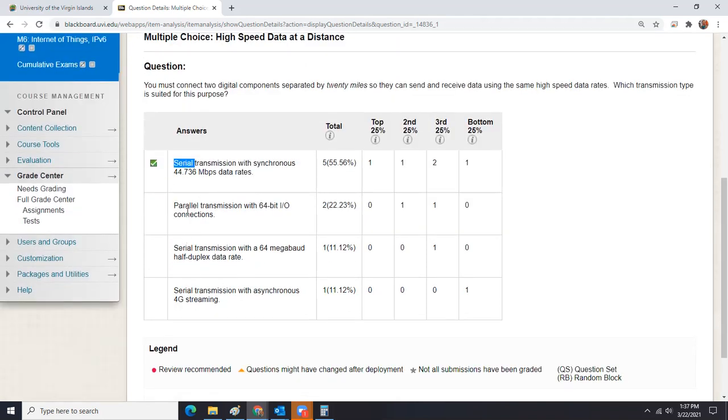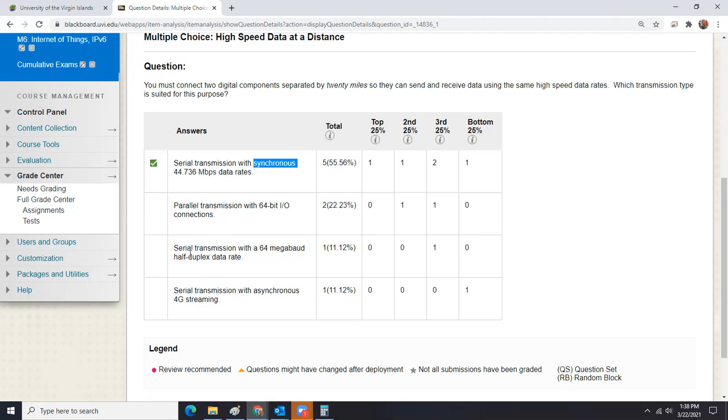That means you're eliminating the parallel transmission item, because with 64-bit input output there's lots of parallel transmission that happens, but only across the data bus on a motherboard within that system. And it's not a 20-mile distance. So when we talk about serial transmission, they can send and receive data using the same, the keyword there is same, they can send and receive simultaneously with the same high-speed data rates. What we're talking about there is synchronous as opposed to asynchronous. So a serial answer that talks about synchronous would be the answer we're looking for.